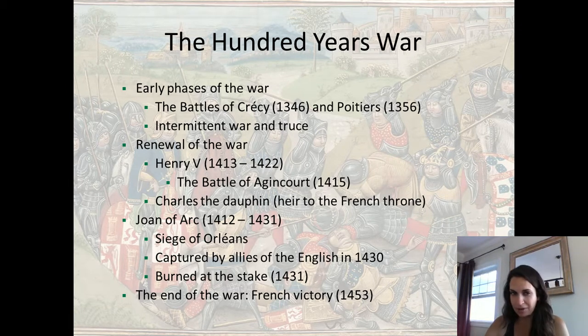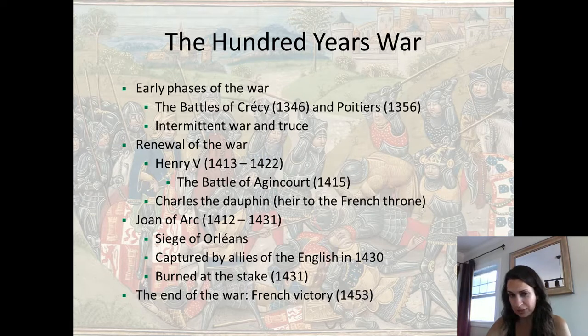And by marrying the Princess of France, technically that makes him the heir to the French throne, because if anything were to happen to his father-in-law, the King of France, he'd become the king. So that puts them all in a precarious position.